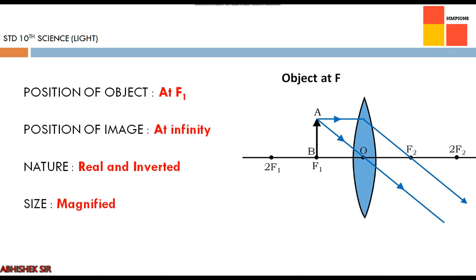You see these two rays, they are not coming close neither going away, so they will move till infinity, and we will have to assume that they will meet at some point in infinity and a real and inverted and magnified image will be formed.